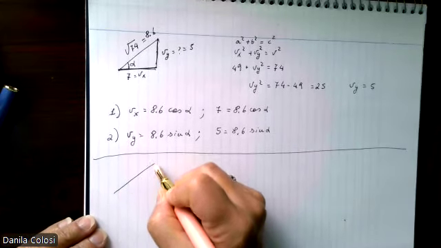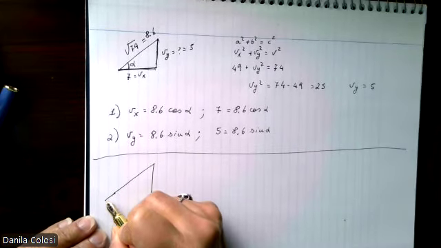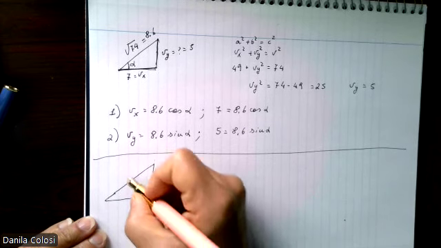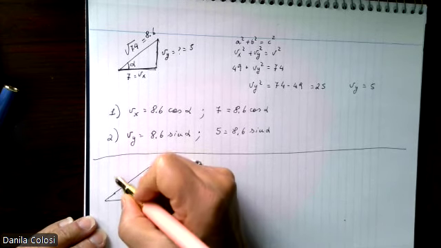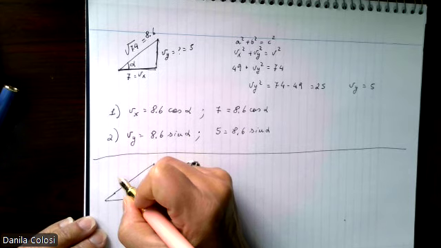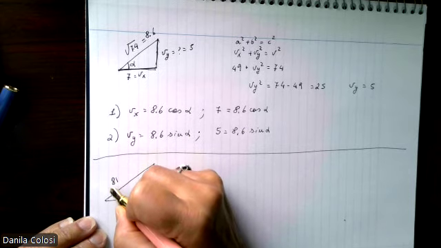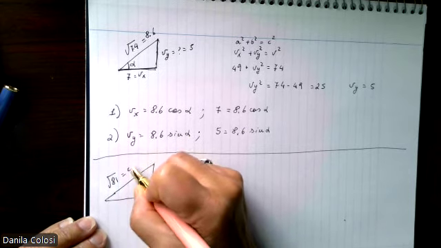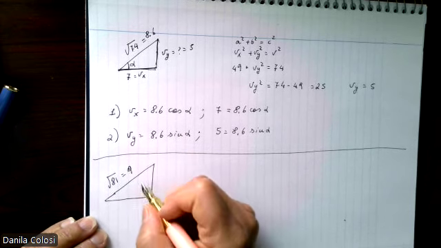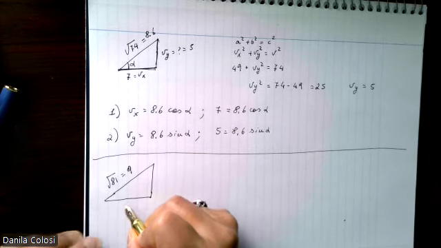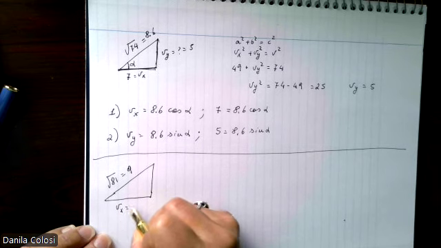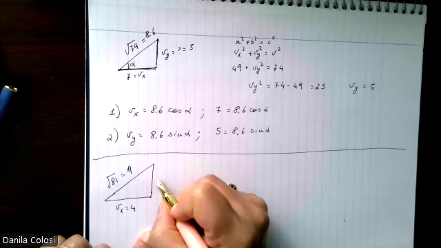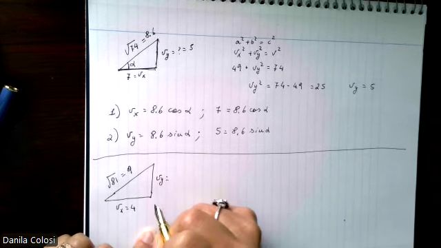So, triangle. Okay, so let's say that this is 81. Okay, so the square root of 81 is 9. If this is 9, let's say that this is 4, just because I feel like saying 4. Okay, how much is this? How do we calculate it?